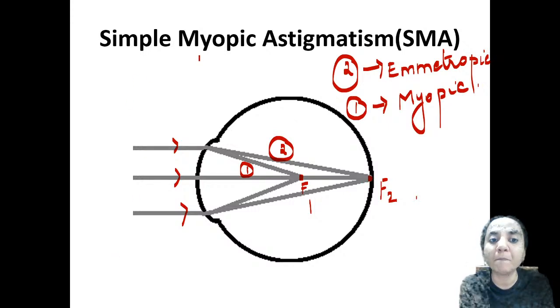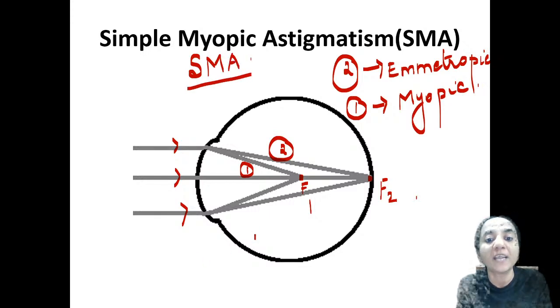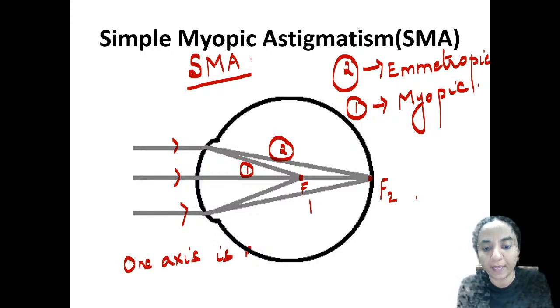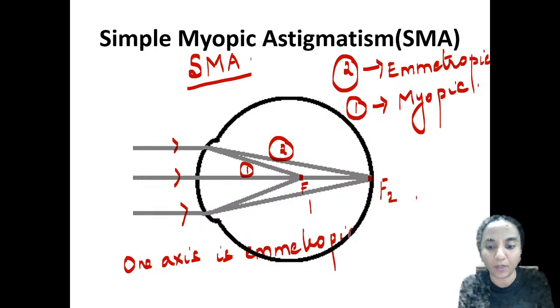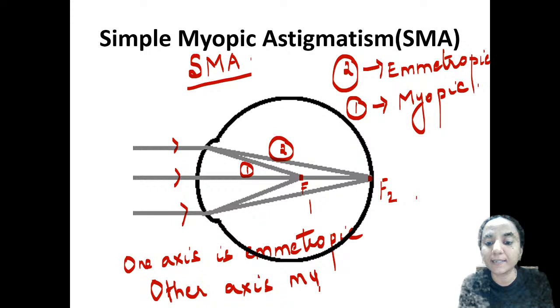So this is simple myopic astigmatism, or SMA. So what is simple myopic astigmatism? Simple myopic astigmatism means that one axis is emmetropic and one axis is myopic, as you can see in this picture. So one axis or one meridian is emmetropic and the other axis is myopic.